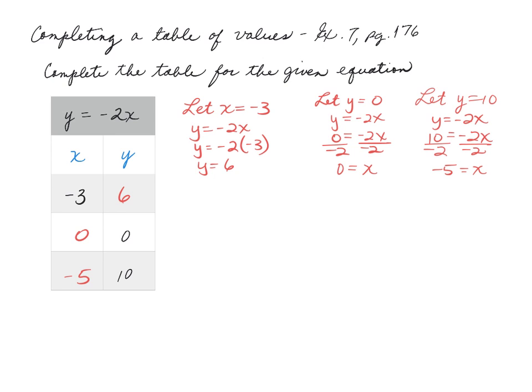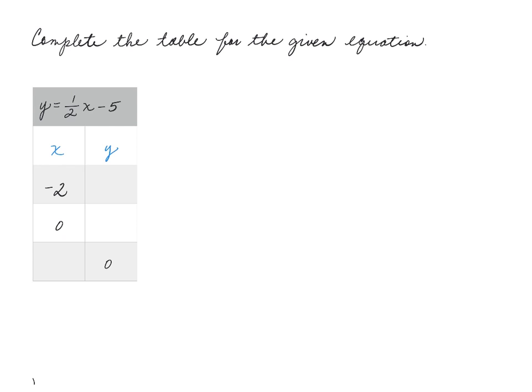And now we have 3 coordinate pairs. We have 3 ordered pairs. The first one is negative 3 comma 6. The second one is 0, 0. The third one is negative 5 and 10. All three of those points will lie on that line, y equals negative 2x. I'm going to complete this other table.